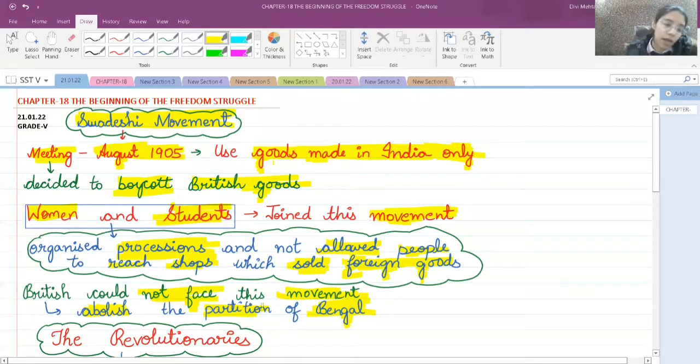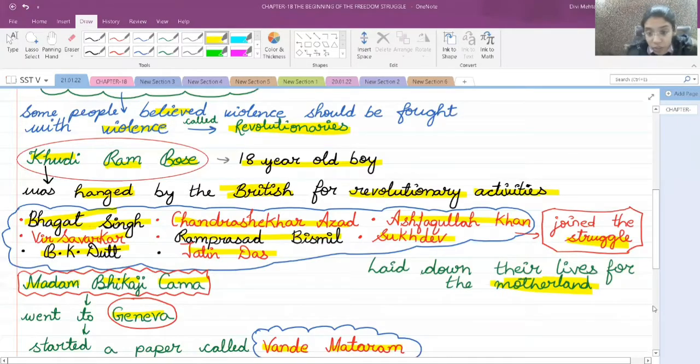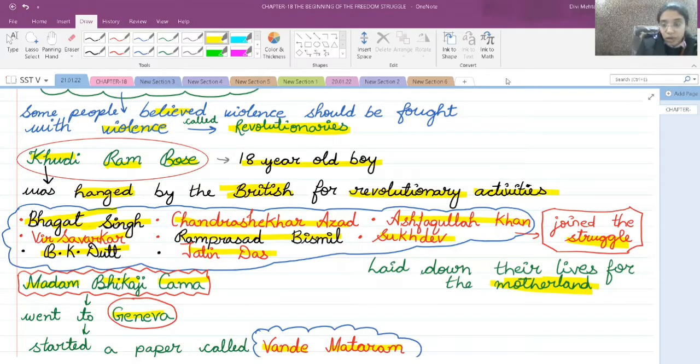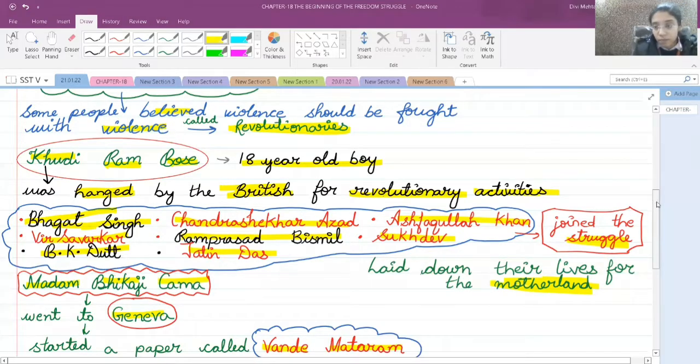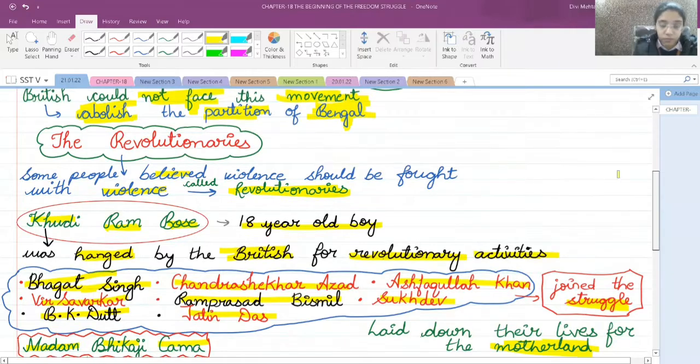So they abolished the partition of Bengal. Underline the word abolish. Abolish means to end a law. So they decided to abolish the partition of Bengal.